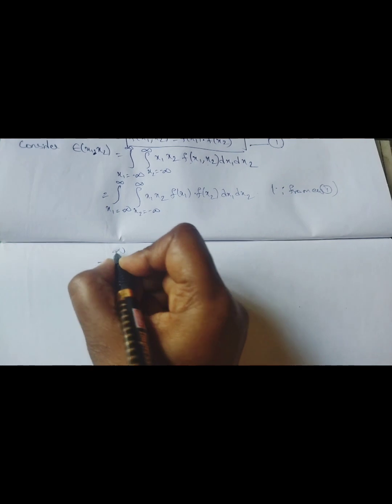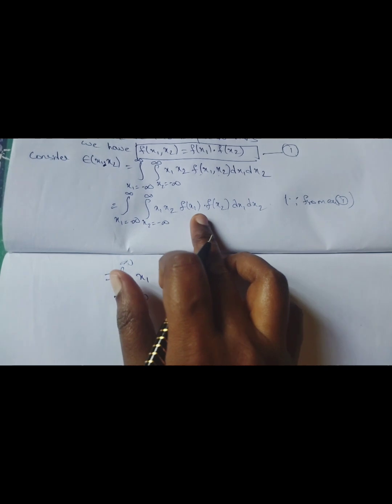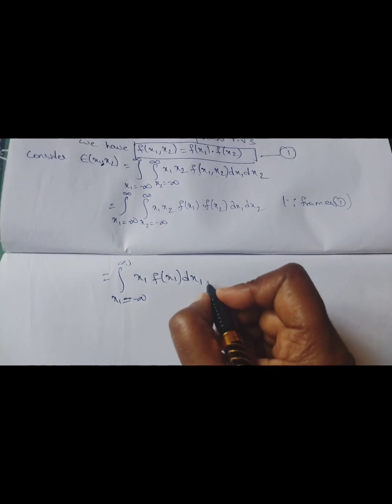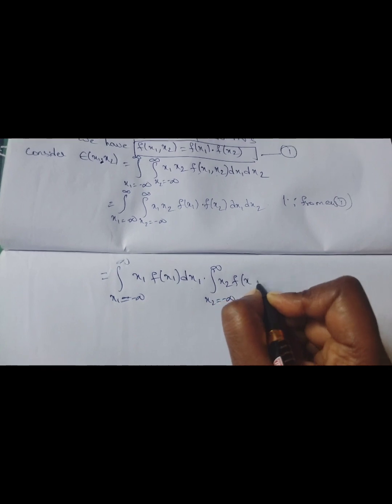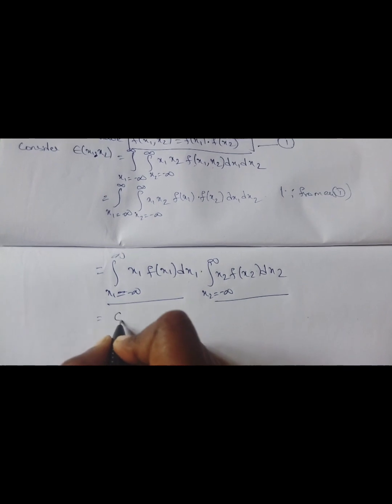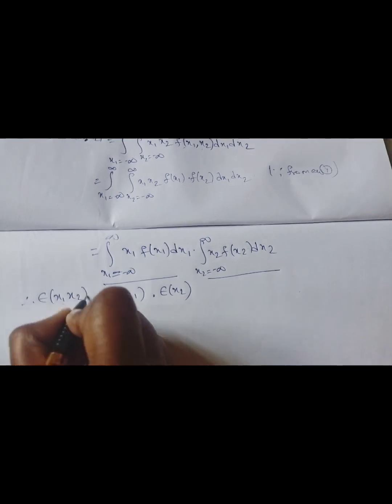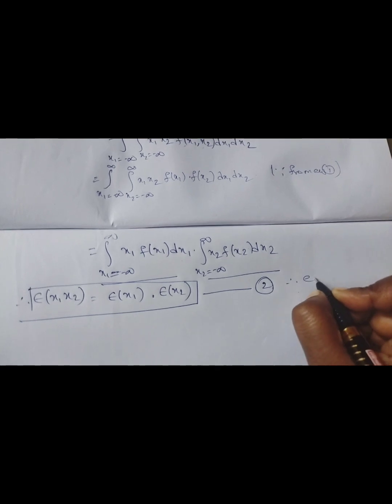Equal to integral x1 equal to minus infinity to plus infinity, x1 into f of x1 dx1. Those are the only x1 terms. Into integral x2 equal to minus infinity to plus infinity, x2 into f of x2 dx2. Only these are the x2 terms we have. The first integral represents expectation of x1 and the second represents expectation of x2. Therefore expectation of x1 x2 equals expectation of x1 into expectation of x2. This is equation 2. Therefore equation star is true for n equal to 2 events.